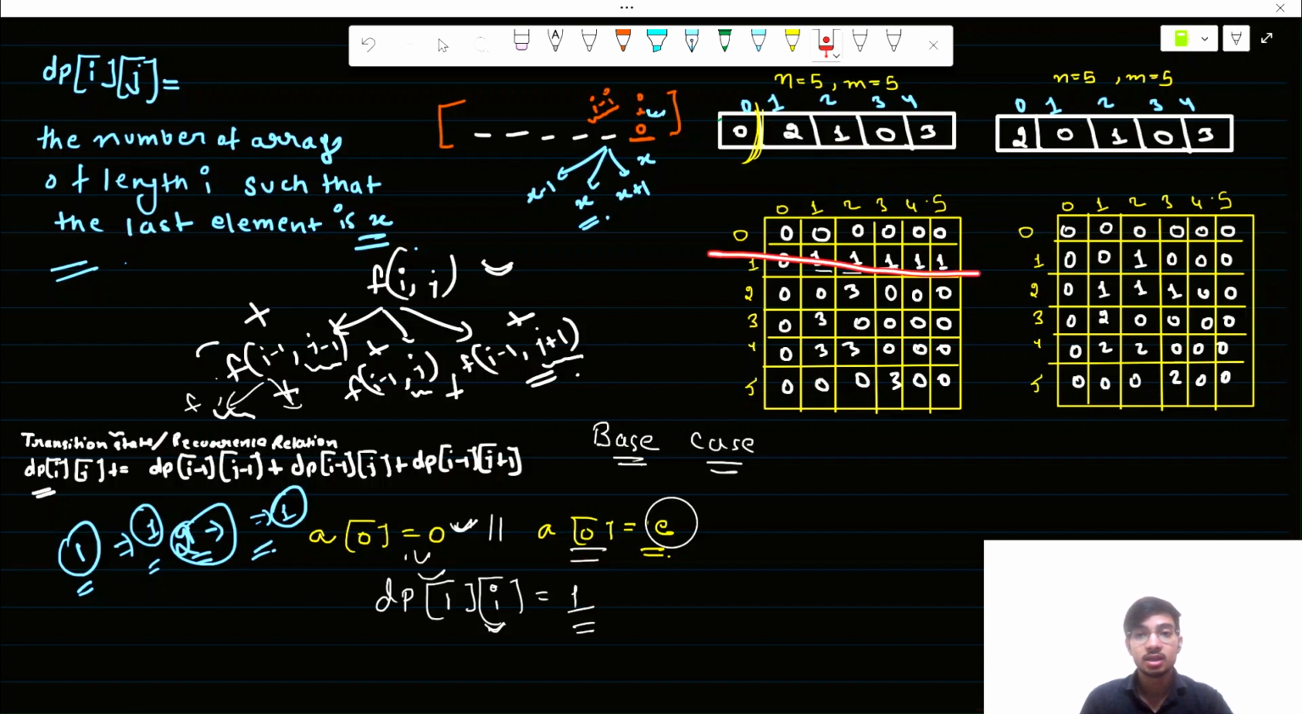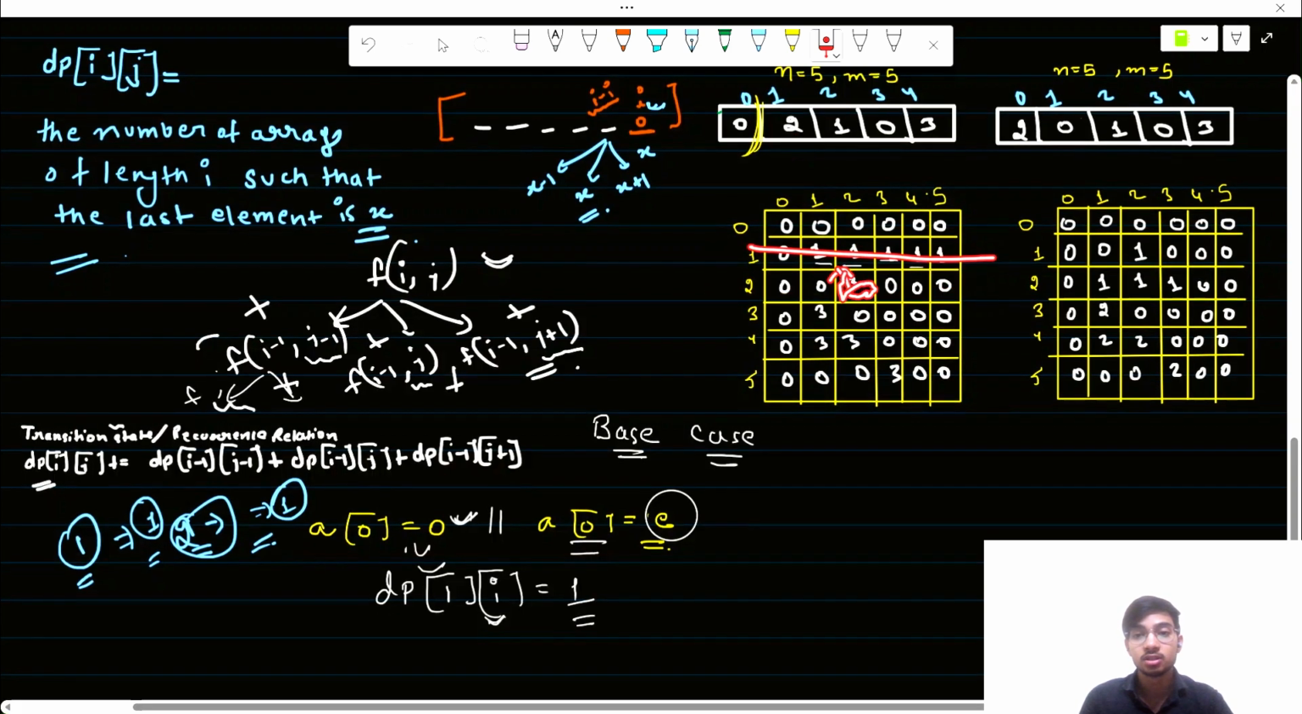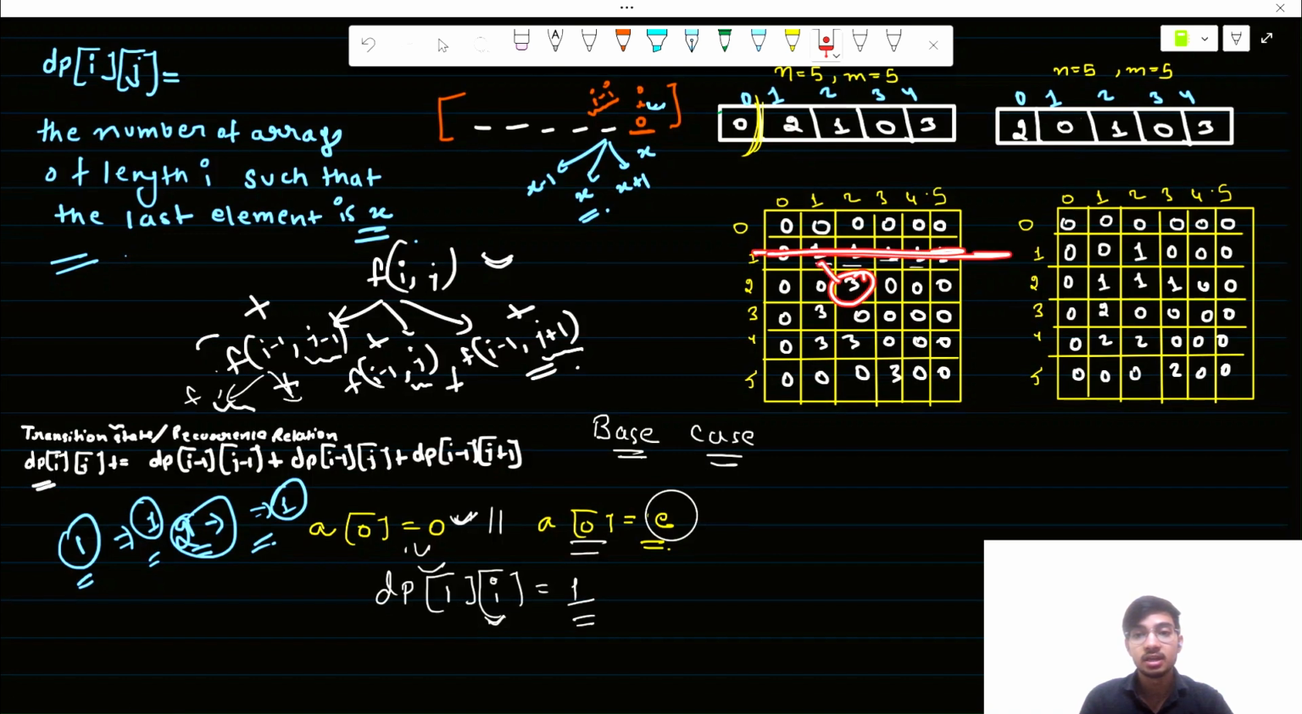So you can see that we filled the base case. Then for this you have to look at the i minus 1 row. You can fill it with j minus 1, j or j plus 1, or you have to add all of these. So the answer for this is 3, that is 1 plus 1 plus 3, right? For this you have to look at j minus 1, j or j plus 1.